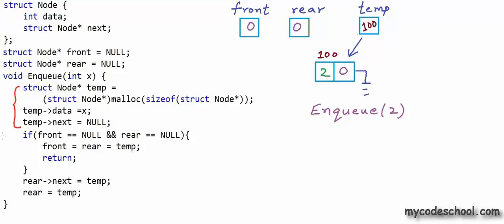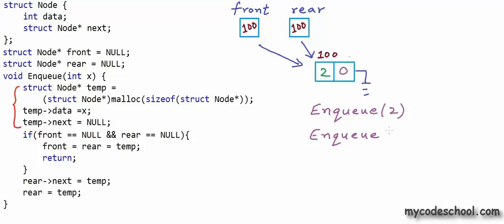Right now front and rear are both null, so we will go inside this if condition and simply set both front and rear as 100. When the function finishes execution, temp, which is a local variable, will be cleared from memory. After setting both front and rear as the address of this newly created node, we are returning. So this is how the queue will look like after the first enqueue.